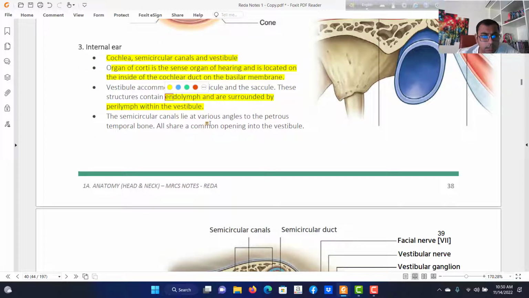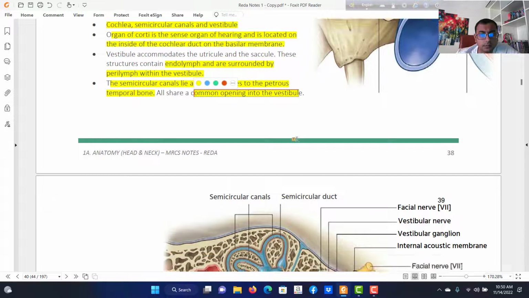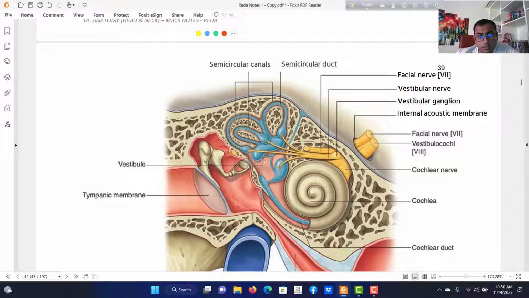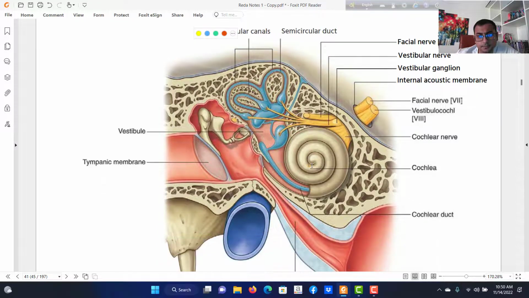The semicircular canals lie at various angles in the petrous temporal bone. All share a common opening into the vestibule. So this is the common opening of the vestibule. This is the semicircular canals and this is the cochlea.